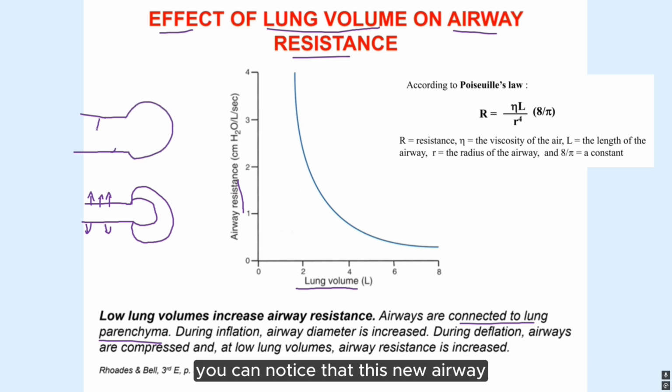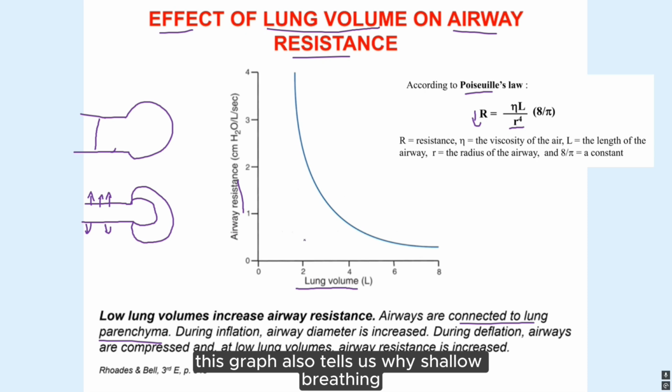You can notice that this new airway is actually wider than the old one, and so we're increasing the radius. So looking back at Poiseuille's law, if you increase the radius, you're decreasing the resistance. So as you're increasing the lung volume and you're expanding the airway, you're increasing radius and you're decreasing the resistance.